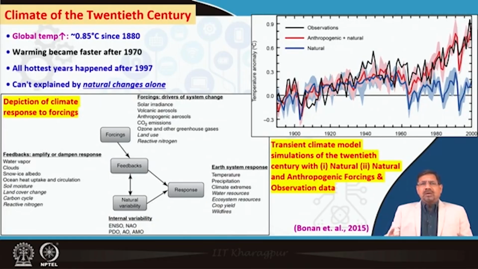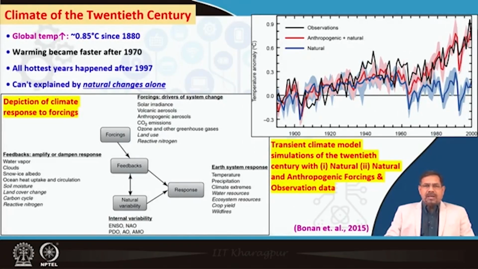As all of us understand, it cannot be explained by natural causes alone. The anthropogenic causes are dominant. So, what are the forcings? The forcings, as we discussed, are solar irradiance, volcanic aerosols, anthropogenic aerosols, carbon dioxide and greenhouse gas emissions including ozone and other greenhouse gases, the alteration of land use including deforestation, forest fire and many things, and the radiative nitrogen. These are the important or dominant forcings that are listed as various drivers of system change.